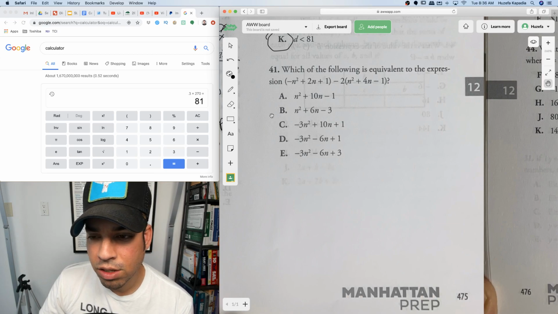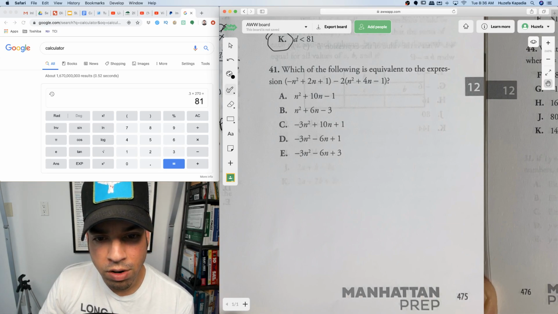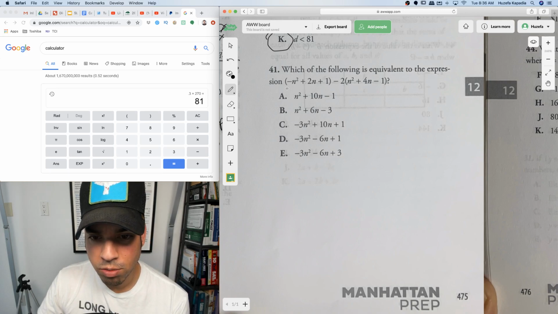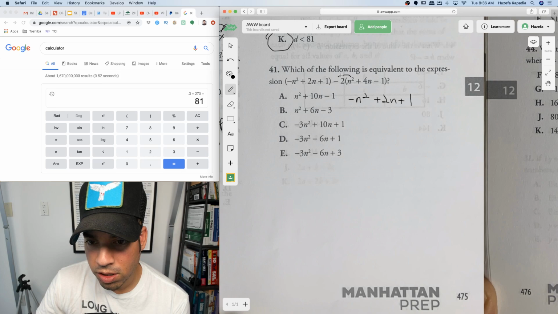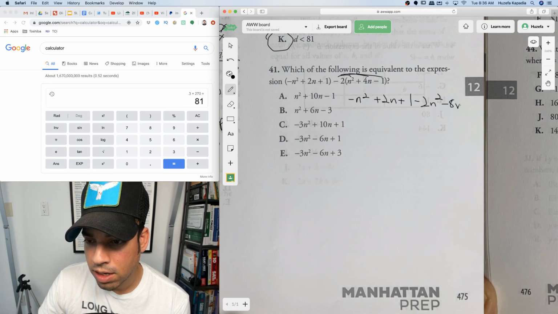Next, which of the following is equivalent to the expression? All right. So first of all, what are these parentheses in this first trinomial doing? Nothing. There's nothing that's being distributed, so I'm going to get rid of them. 2n plus 1. What about in the second? Well, there's this thing that can be distributed. That's not just a 2. That's a negative 2 because those minuses are sticky. So we got negative 2n squared minus 8n plus 2.